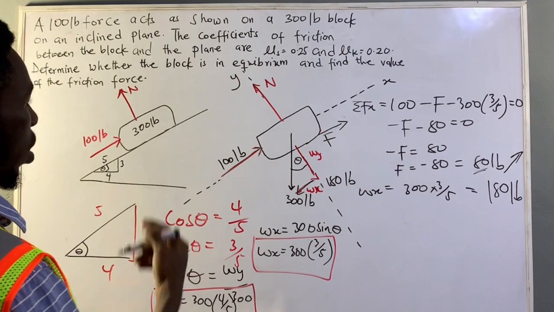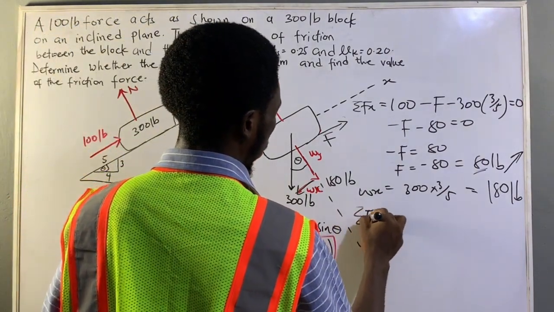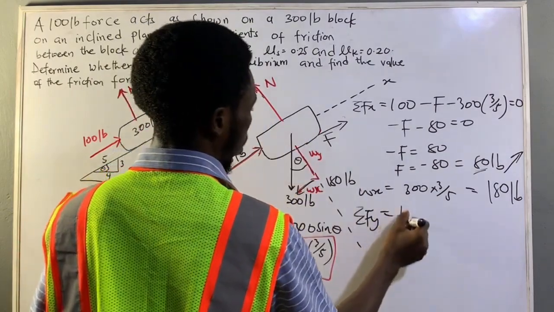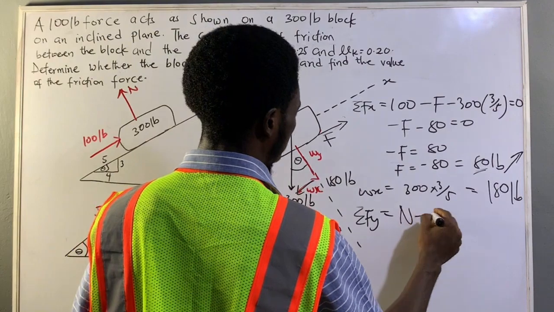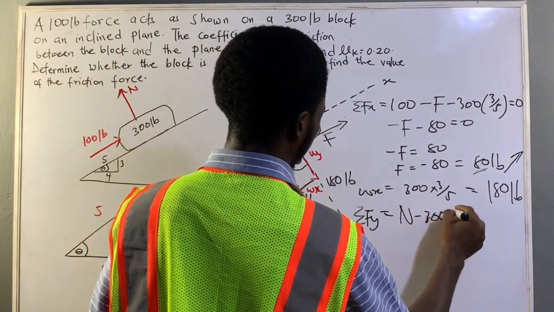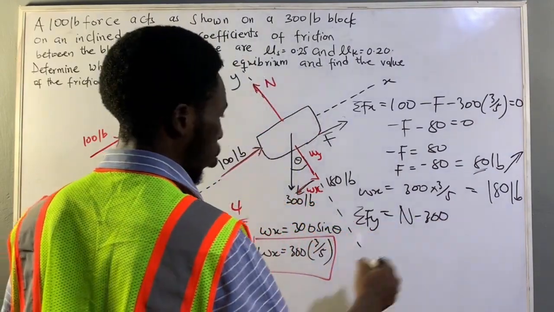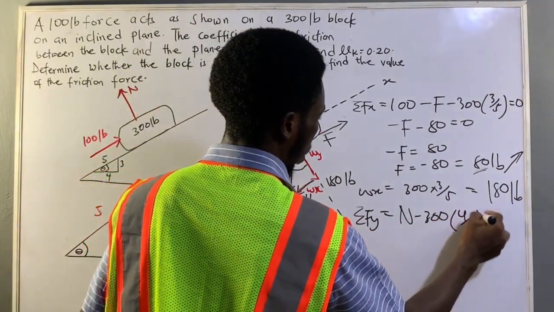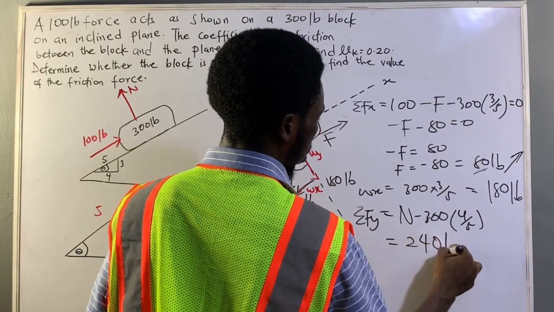Okay, so let's consider the forces in the y-axis direction. For that one also, you have the normal force, which is positive, minus the y component of the weight force. So that's minus 300 multiplying cosine of theta, and that's 4 over 5. Right. So let's see what we are going to get. This is going to give us a value of 240 pounds.